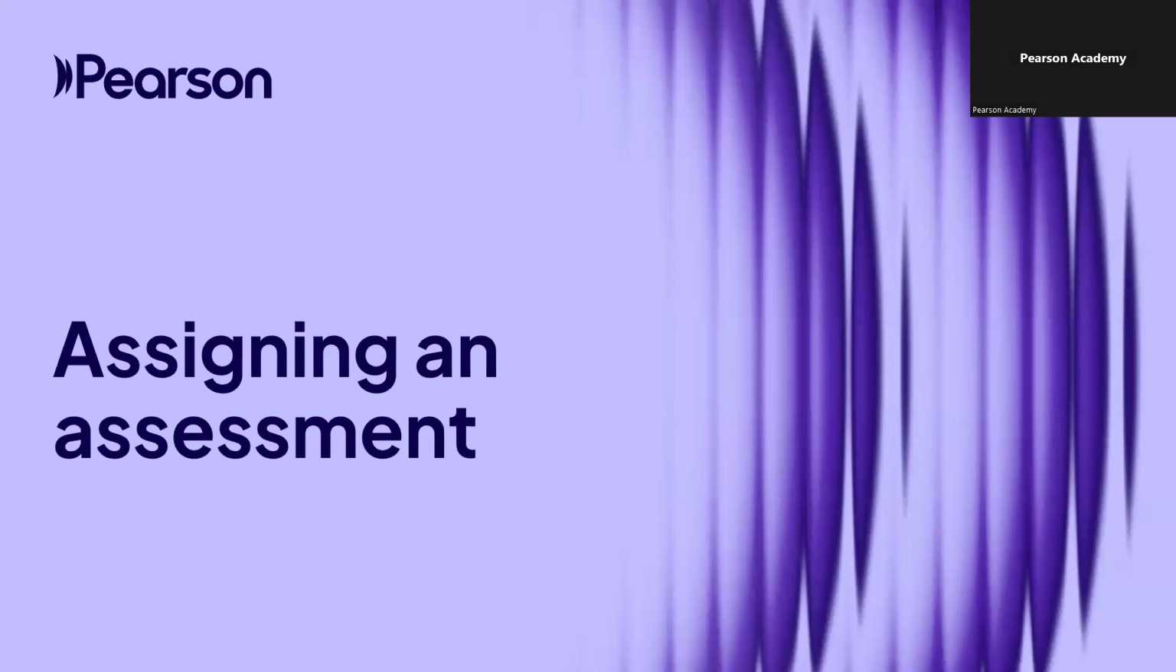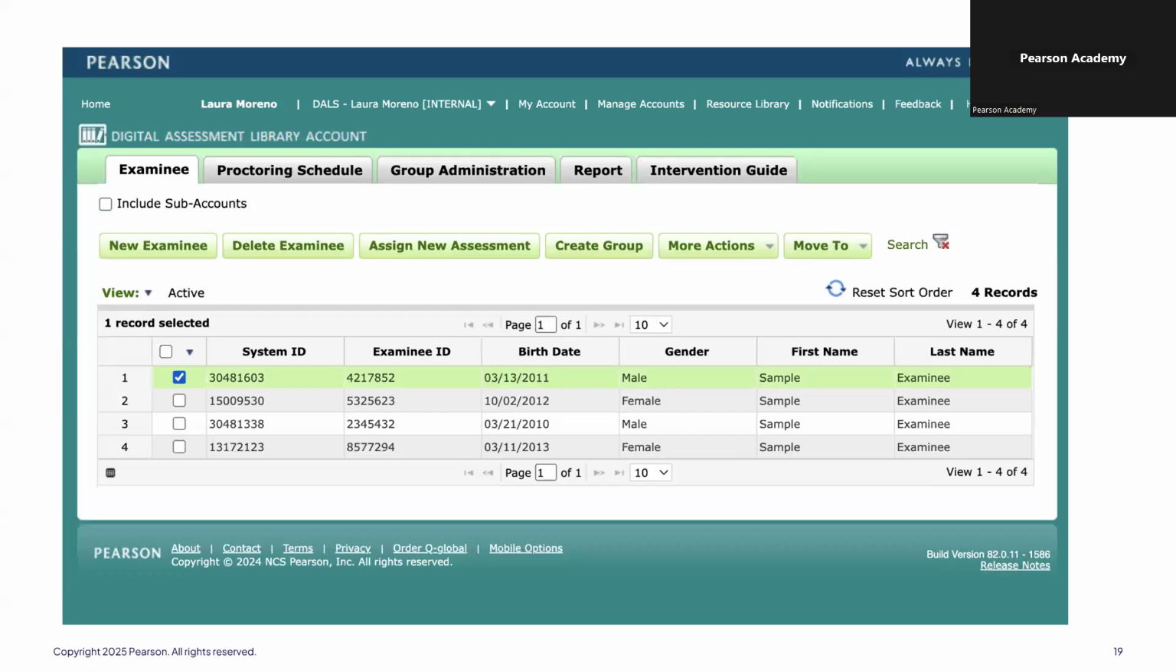Now we try to understand how to assign an assessment. Assigning new assessment for an examinee, click the home link from the header navigation menu or click the examinee tab. Examinee tab will display. Search the examinee table for the examinee. Click the checkbox next to the examinee name. Click the Assign New Assessment button above the table. A pop-up window will display.